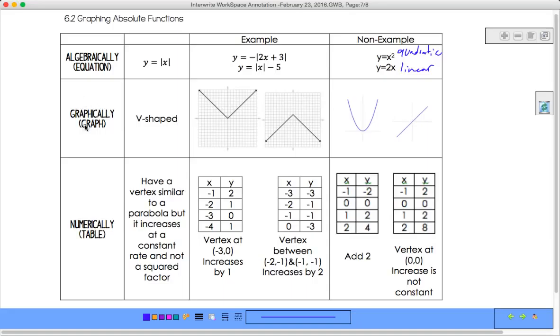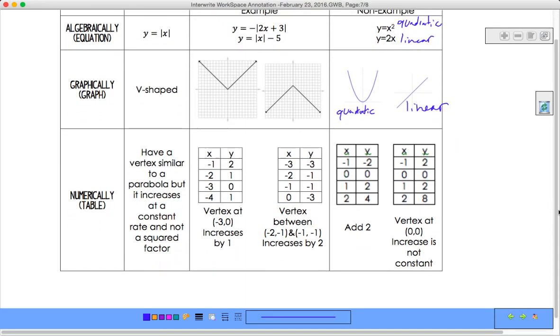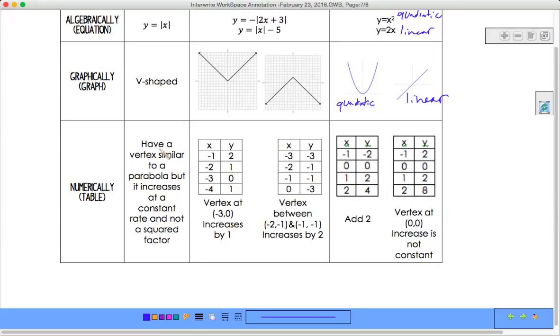Okay. And then as far as the graph's concerned, it's a V shape. It can open up, or it can open down, just like with quadratic. If the number in front is positive, it's going to open up. If it's negative, like this one here, it's going to open down. But if it's rounded, then it's not absolute value, then it's quadratic. And this, of course, is linear. Okay, straight line, it's linear.